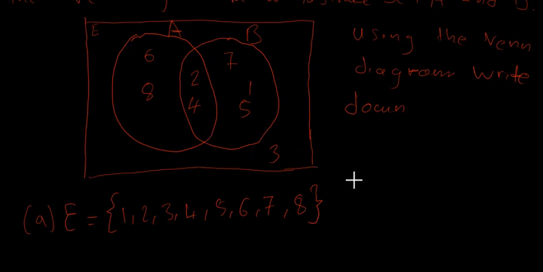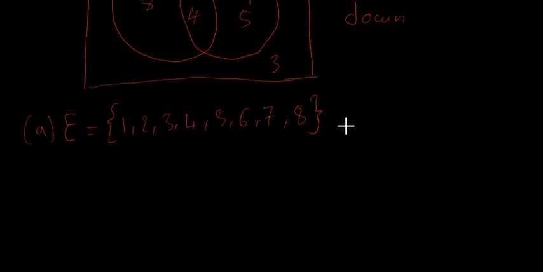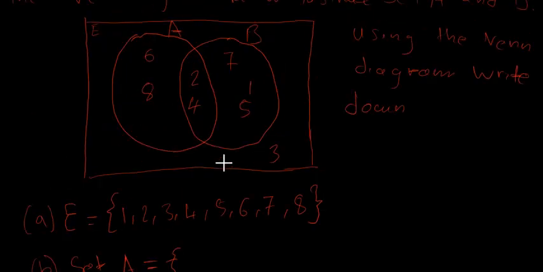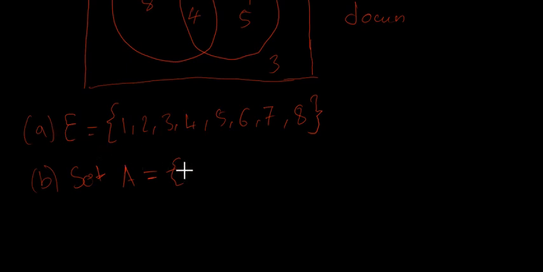So this is the first question. Then the next question asks for set A. So we look at our set A. How many elements does it have? It has got 2, 4, 6, and 8. So it's 2, 4, 6, and 8.